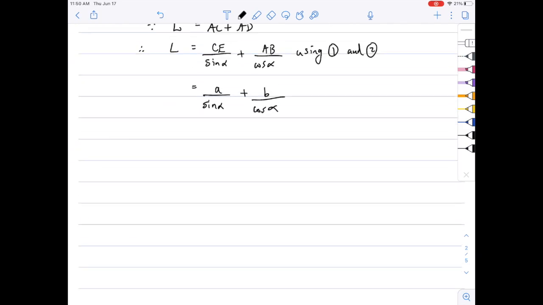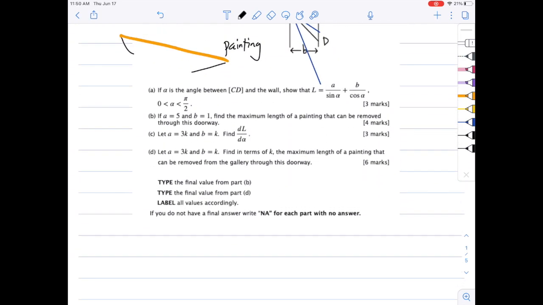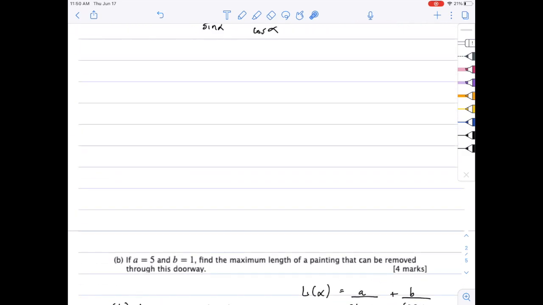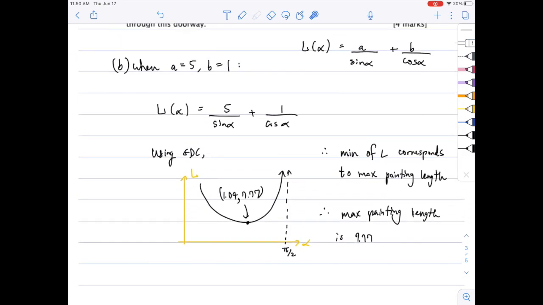So if we go back to the question, what does the question say? It gives you units for B, which is the corridor, and the art gallery. So these are both in meters, and so your answer is going to be in meters. Okay, and that's part B.